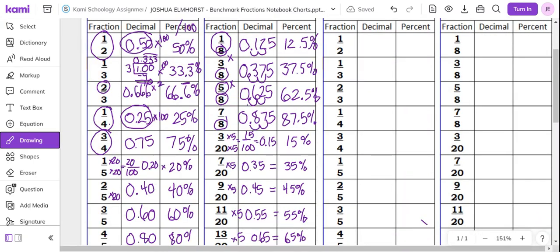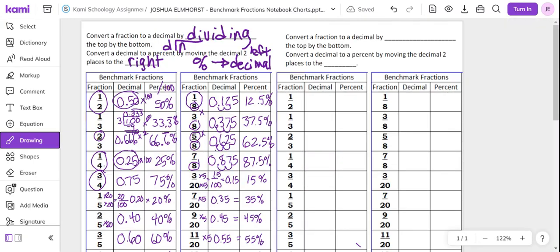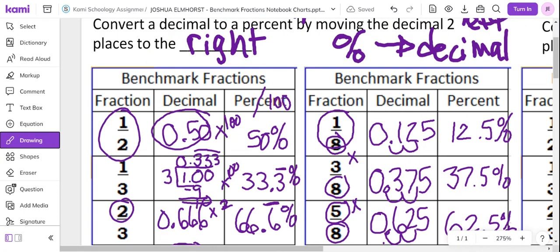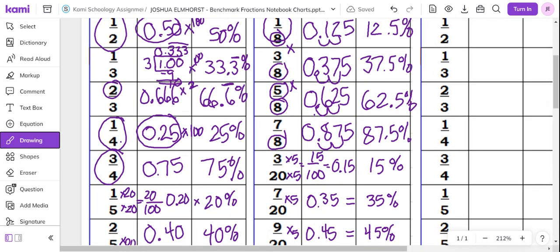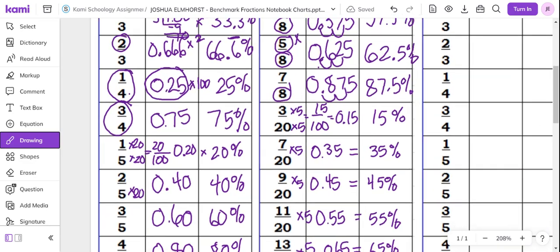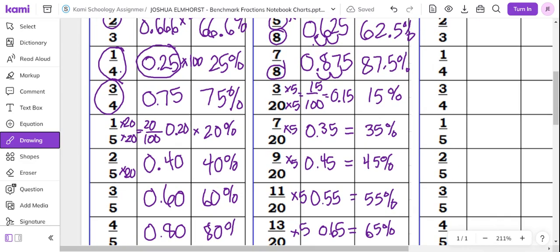So I'm going to zoom out here just a little bit. So these are called benchmark fractions. If we can memorize these, we can build a lot of other fractions by knowing what these fractions are. So make sure it is completed, and then you're going to glue it into the back cover of your journal. If you have a multiplication table in the back of your journal, do not cover up the multiplication table, but go ahead and glue this in there.